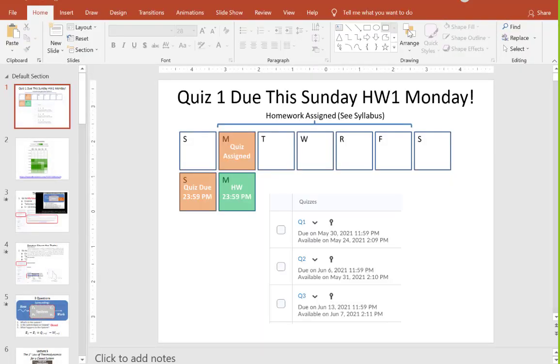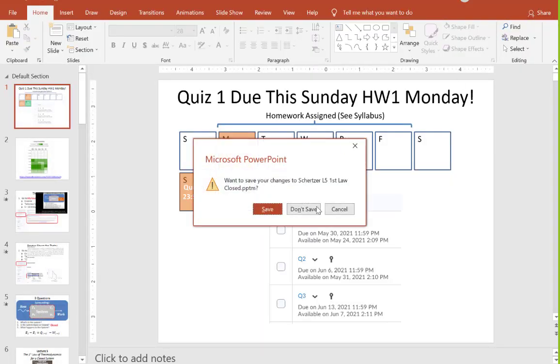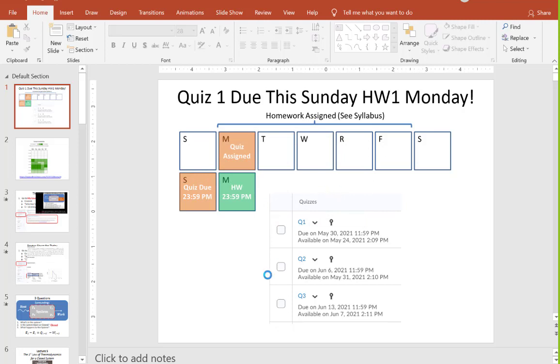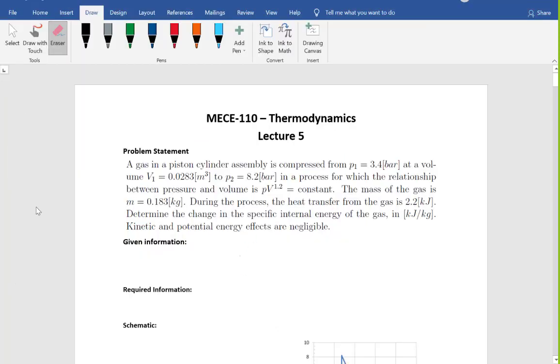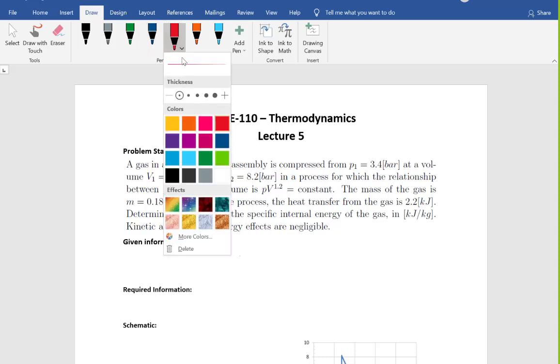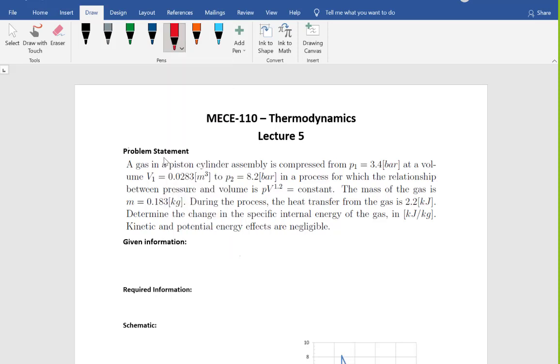So now I'm going to close this, and we'll do this problem here. Now I've got my problem statement. You can find these online, like we said, if you look under the long lectures and the starter sheets.